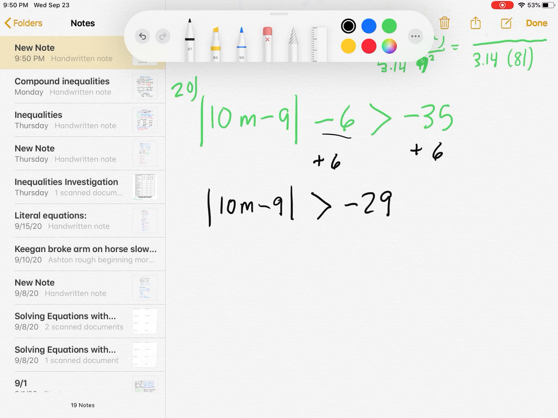Okay. Now we just use some logic. Can you take the absolute value of something and get a negative number? No. There is no number that when you take the absolute value of it, it's going to be a negative number. In fact, it's either going to be greater than or equal to 0. So no matter what, this part has to be bigger than 0.